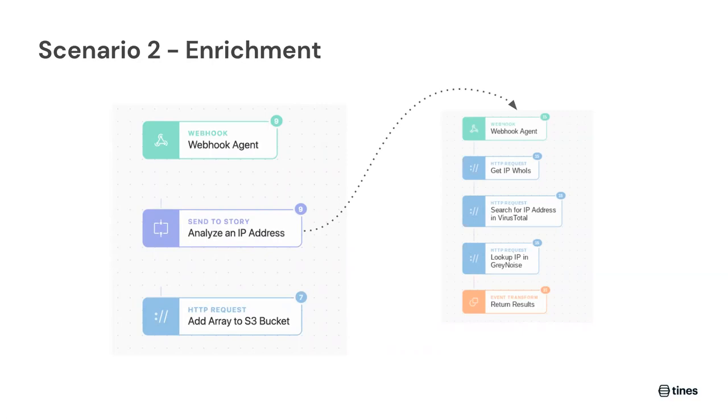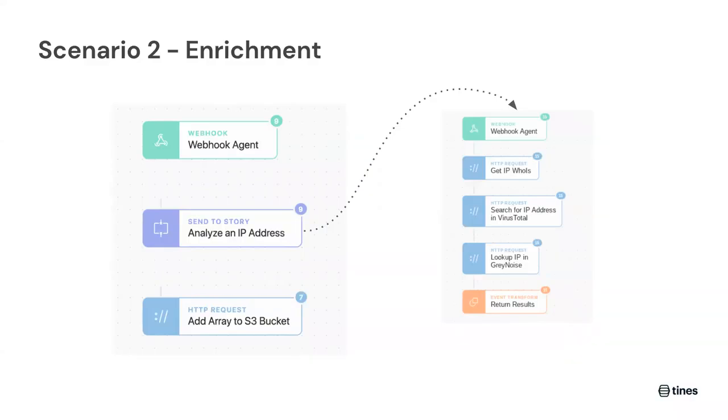So here in Tines, we send to this sub-story, and what we're doing is we're getting the IP WHOIS. So we're looking in RiskIQ to see who owns this IP, where is it? We're then searching for the IP address in VirusTotal, as we did previously, and then we're looking up the IP in GreyNoise, another great threat intelligence tool. And we're then selecting the results that we want, and we're returning that back to the main story.